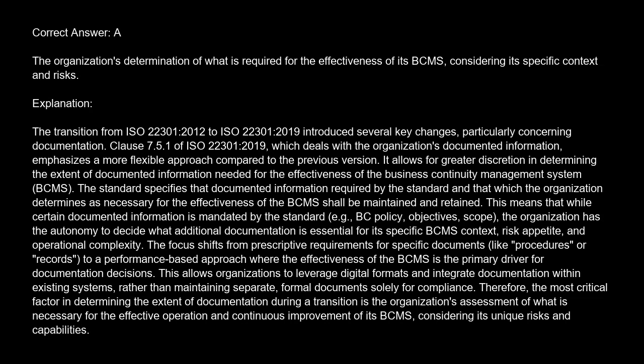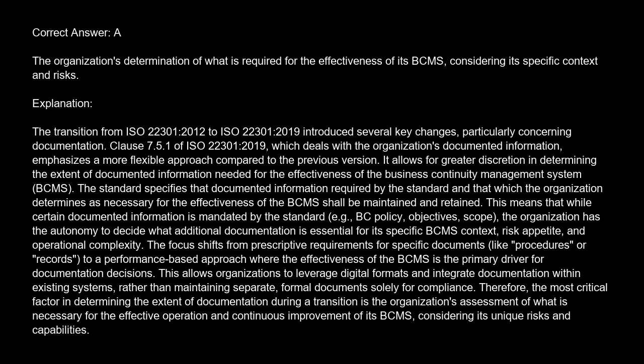The correct answer is A. The organization's determination of what is required for the effectiveness of its BCMS, considering its specific context and risks. Explanation. The transition from ISO 22301-2012 to ISO 22301-2019 introduced several key changes, particularly concerning documentation.